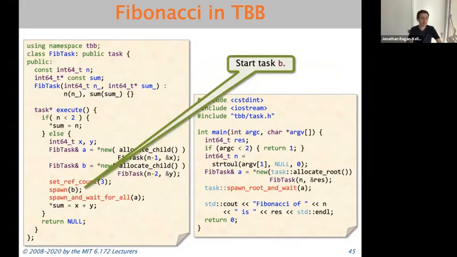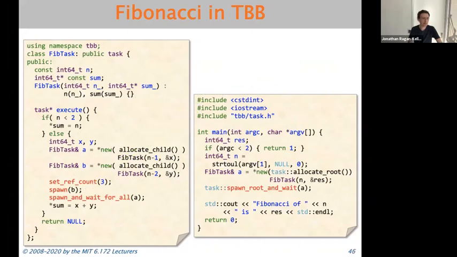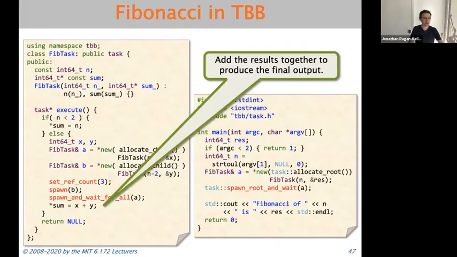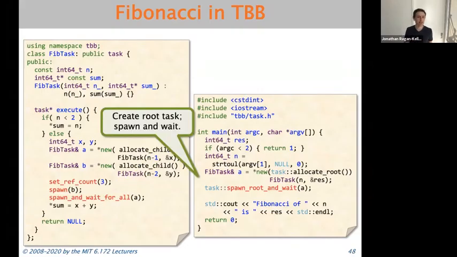Then we spawn the task B, and then we spawn and wait for all the child tasks, spawn A and wait for all the child tasks. In other words, wait for both A and B to finish. And then by the time we pass that line, we know both A and B have finished, and so we have the X and Y results back. We add them together and return those as our own result. Then in the main task, we do some similar TBB magic so that we kick off the base thing as a root task and wait for it to complete.